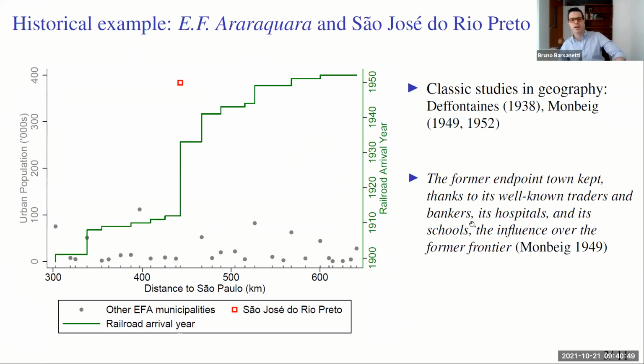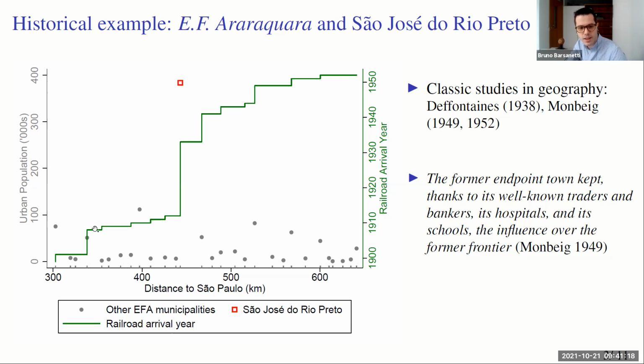So let me start with some of this historical evidence. What we see here in this graph, on the horizontal axis, is the location of different towns that are along this railroad line called Estrada de Ferro Araraquara. This was a railroad line that was built over 50 years.